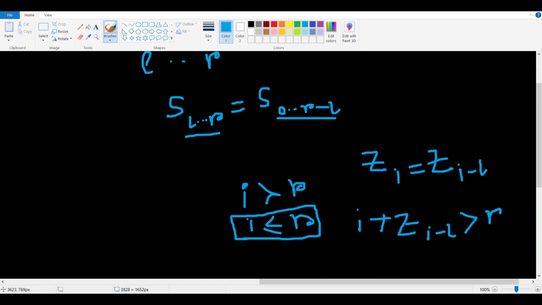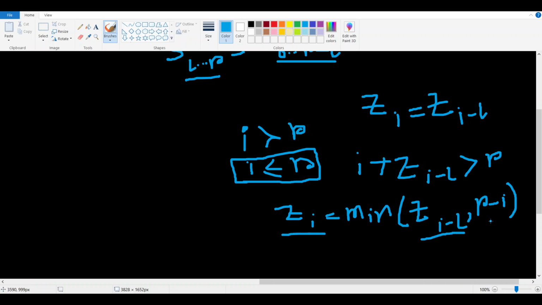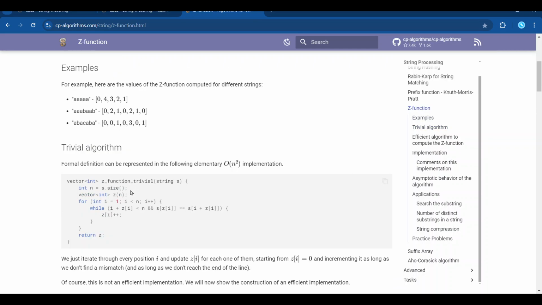Now we can say that if we take i plus Z of i minus L, this could be greater than R. Okay, so if i is less than or equal to R, right, but i plus Z of i minus L can be greater than R. So in that case, we have to initialize the value of Z of i with the minimum of Z of i minus L, comma, the length of the string from i to R. The length of this will be R minus i. So we have to initialize Zi with the minimum of Z of i minus L, comma, R minus i. I hope you get it. And the rest of the part will be the same. The rest of the part will be our order of n solution.